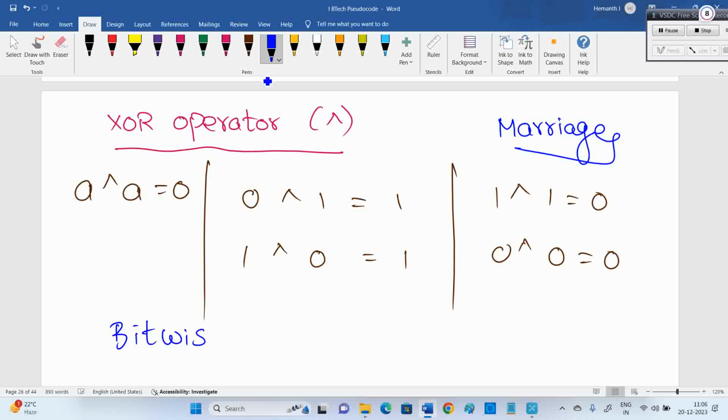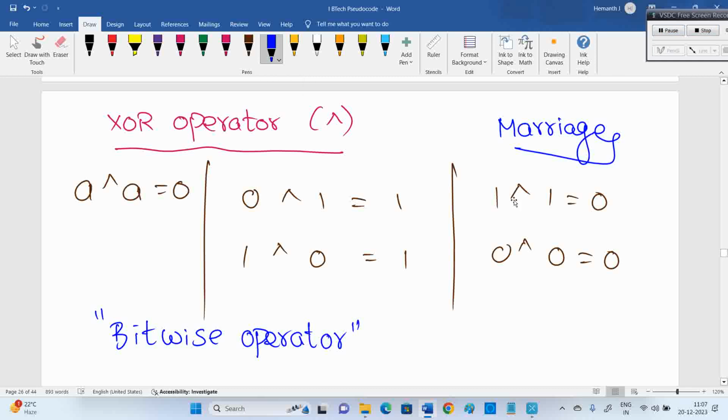Bitwise operator means if it is a decimal, you need to convert it into binary zeros and ones, get the result in zeros and ones, and convert it again into decimal. Decimal to binary, binary to decimal, you need to convert. Sir, how to do that? That also I will explain.